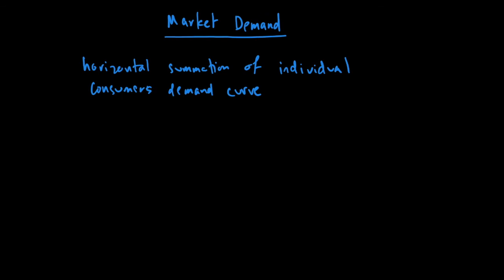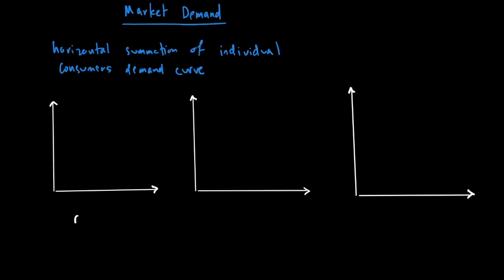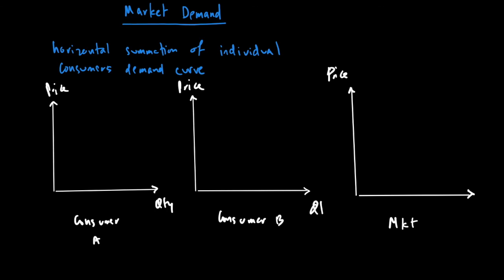Let's say we have a very simple market, and in that market there are only two consumers, consumer A and consumer B. Okay, so let's make the demand diagram. Let's say this is consumer A, this is consumer B, and this is the whole market. This is of course price, and then quantity. Let's say consumer A has a demand curve like this one. Let's call it DA. Consumer B has a demand curve like this one.